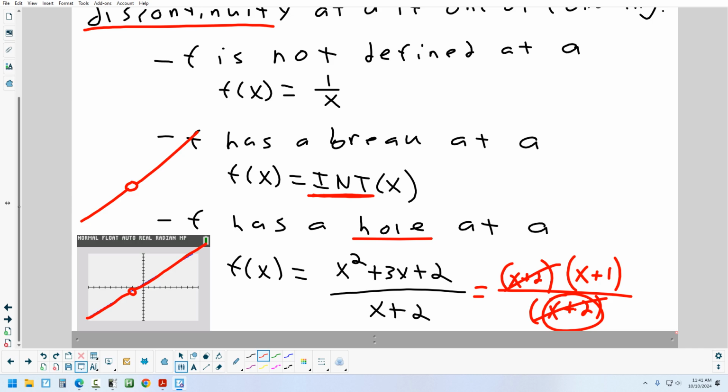This one is really the same as the first one. It's an undefined value at -2 because you're trying to divide by 0. You just can't see it in a picture. But it's really the same thing.